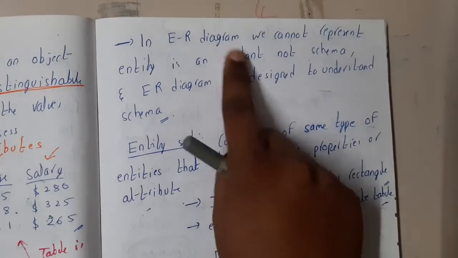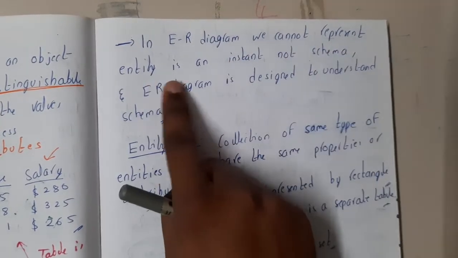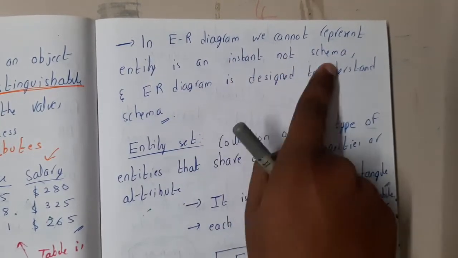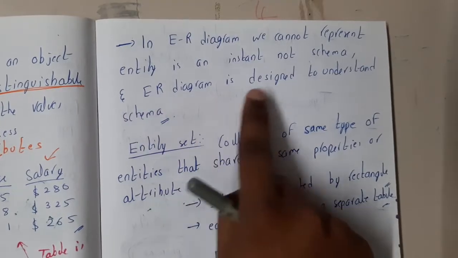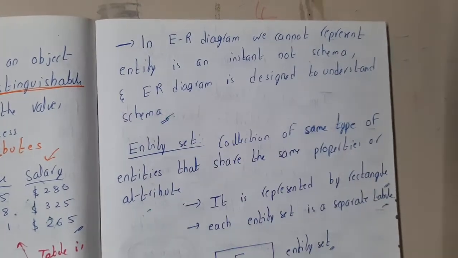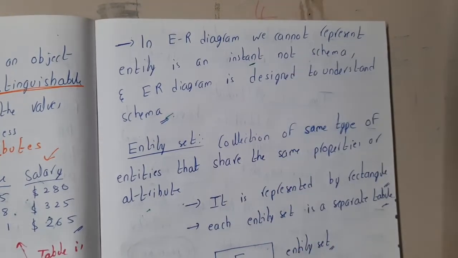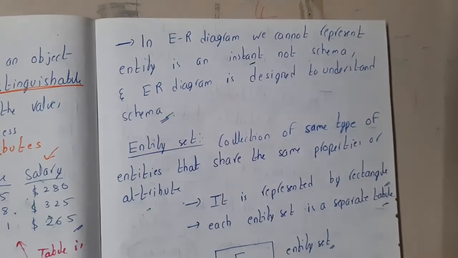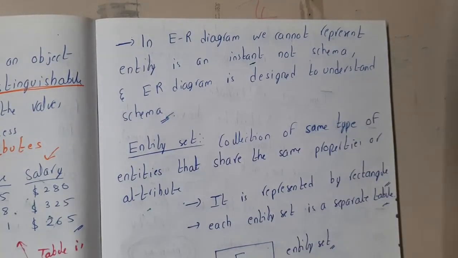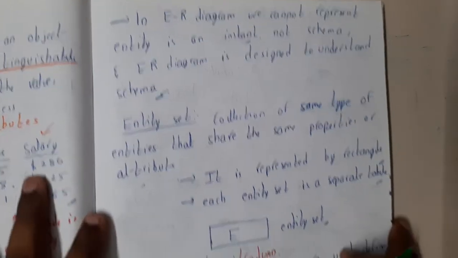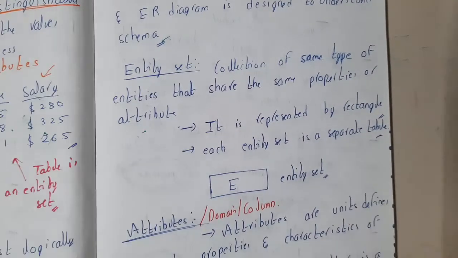So in ER diagrams, we cannot repeat an entity in an instance, not schema. And an ER diagram is designed to understand the schema. So to understand the exact structure, we are going to draw these ER diagrams, not to store values. So inside an ER diagram, it will be just a structure. You are not going to store some values inside that ER diagram. Got it? Okay, so now let us continue with the entity set.